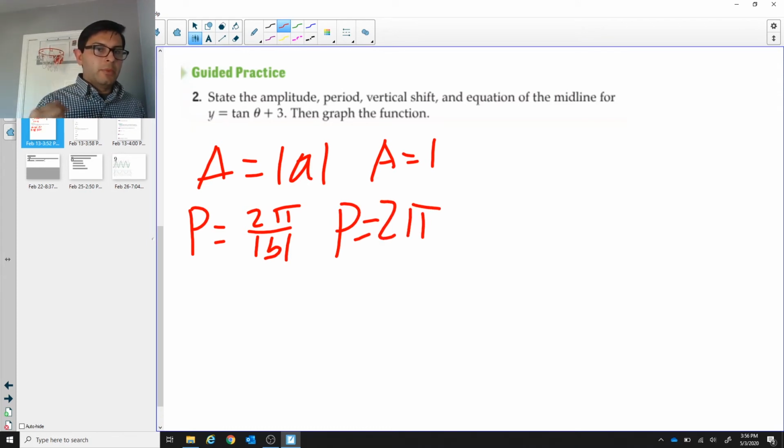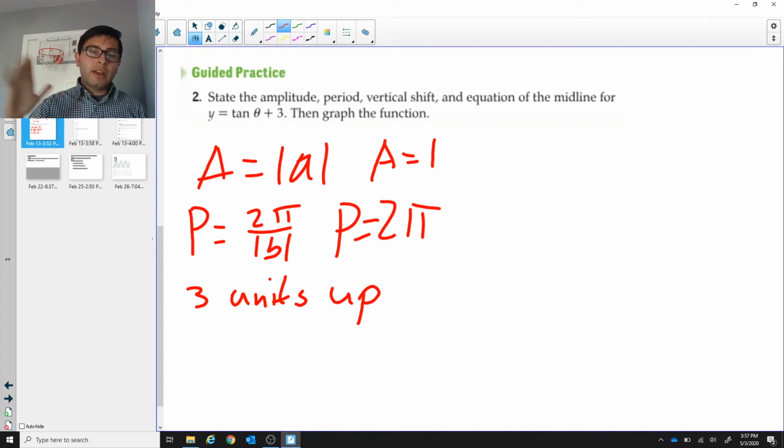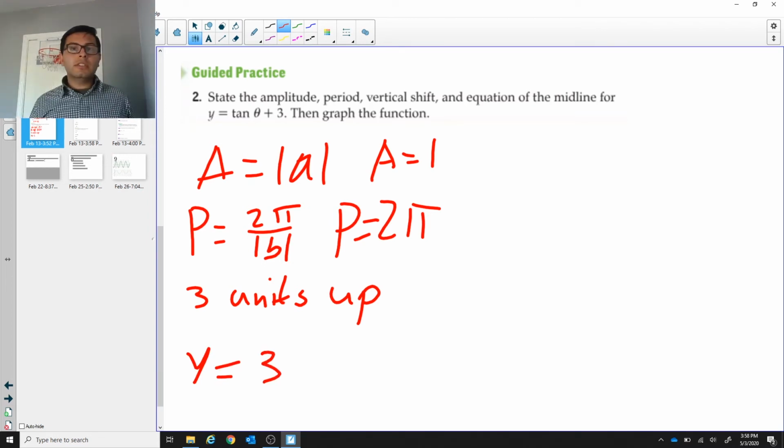What is going to happen with my vertical shift? Well, my vertical shift is going to be whatever's adding to the whole thing, whatever my k value is. In this case, my k equals 3. So that means my vertical shift is going to be 3 units in the upward direction. So here we have 3 units up. Where is our midline going to be? Well, our midline is just going to be wherever it got shifted up to. So in this case, our midline is going to be at y equals 3. Now let's get to graphing.